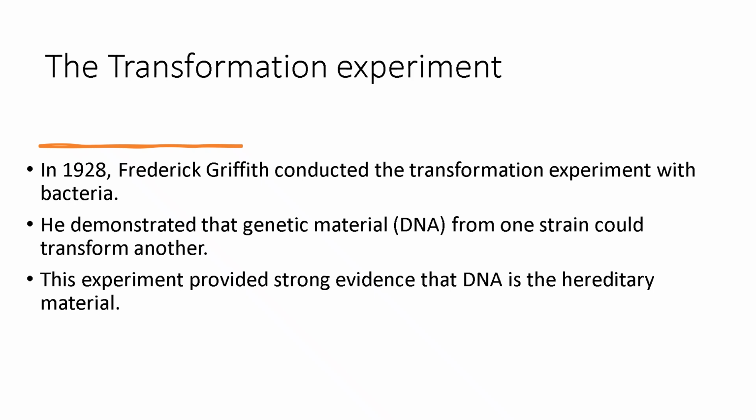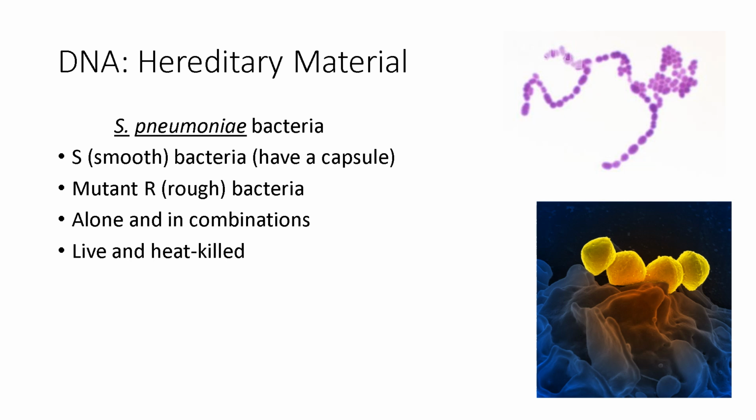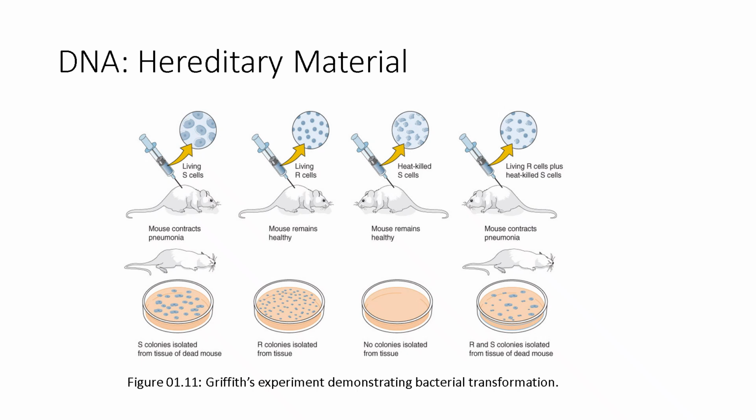Griffith worked with two types of bacteria: S strain, which had a smooth capsule and caused disease, and R strain, which lacked the capsule and was harmless. When live R bacteria were mixed with heat-killed S bacteria, the R cells were transformed into virulent S-type bacteria. This provided the first direct evidence that a chemical substance could carry hereditary information. Importantly, Griffith's transformation was reproduced without mice, using only bacterial cultures.